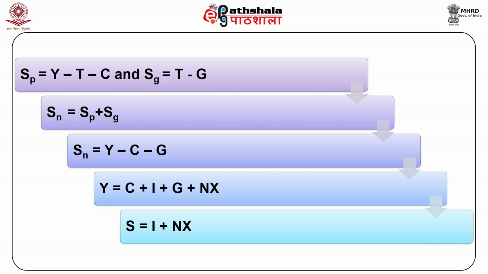Given Y is equal to C plus I plus G plus NX, where C is consumption, I is investment, G is the government expenditure and NX is the net exports, substituting this equation in equation 1 of national savings, we get S is equal to I plus NX. This is given as equation 3.